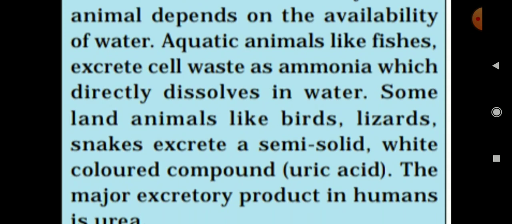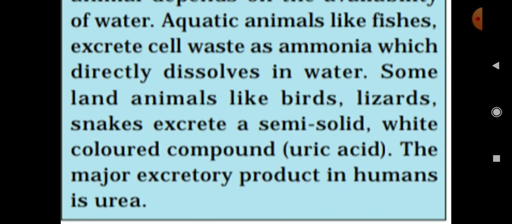Aquatic animals excrete ammonia, that is known as ammonotelic waste. Land animals have uric acid. The major excretory product in humans is urea. Underline the word, students. Urea, uric acid, urea. The aquatic animals' excretory waste, ammonia, directly dissolves in water. The land animals excrete a semi-solid white colored compound, that is uric acid. Then the major excretory product in humans is urea.